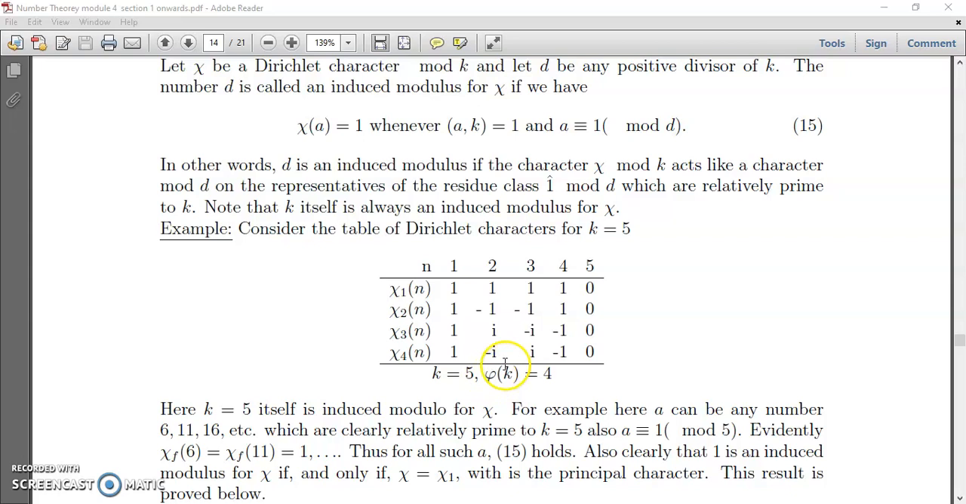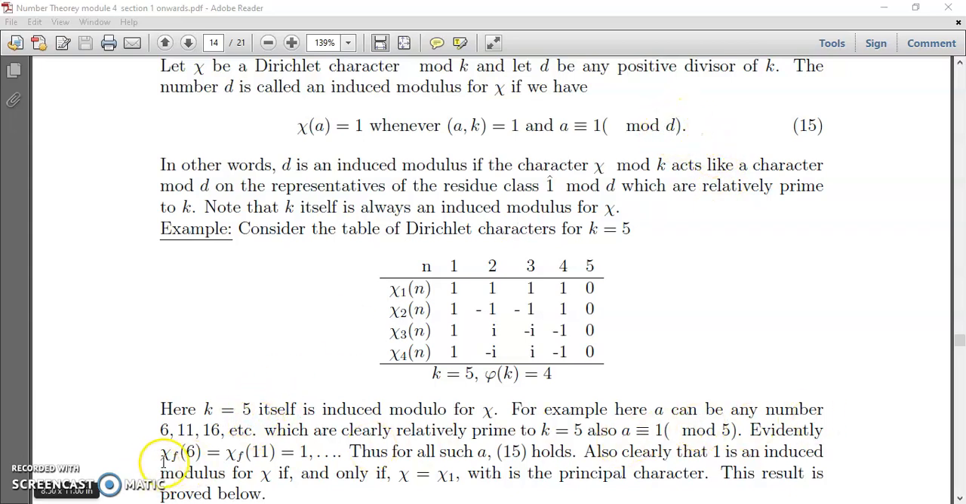Now let us take the meaning of k itself always being an induced moduli for chi. Suppose you take k equal to 5. Then we have to show that if we take an a such that gcd of a and k is 1 as well as a is equal to 1 mod d, then chi of a is 1. For that, let k be 5, so it is itself the induced moduli. Instead of d we have to take 5.